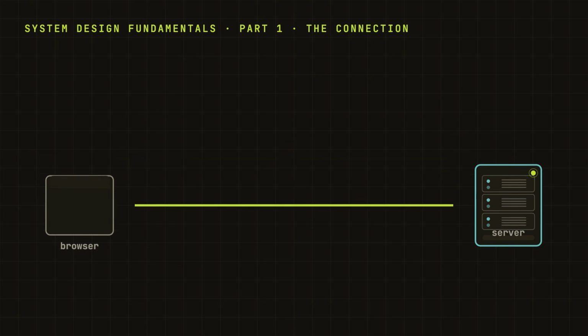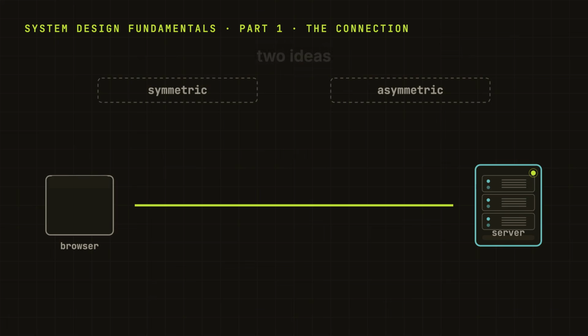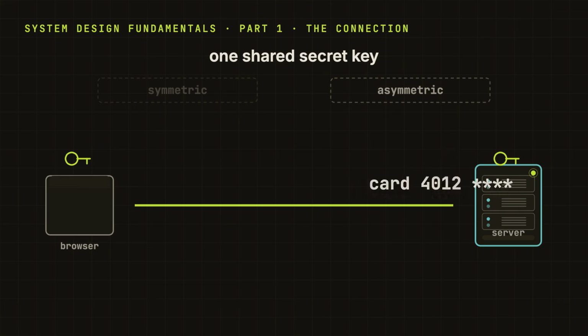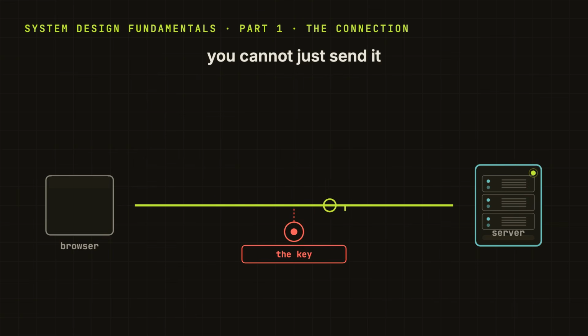Now, how does TLS actually make it secure? There are two ideas here and both come up in interviews. The first is encryption keys, and there are two kinds. Symmetric encryption uses one shared secret key to both scramble and unscramble the data. It is fast, but both sides need the same secret, and that raises the hard question: how do you agree on a secret over an open line where everyone in the middle is listening?